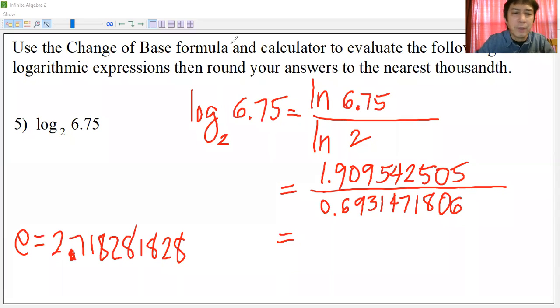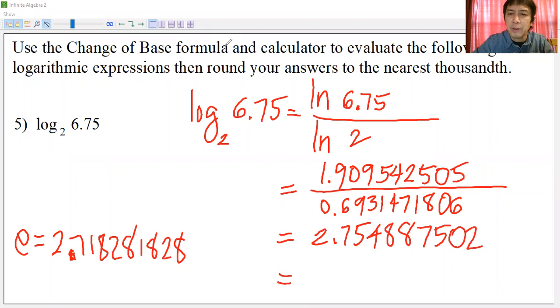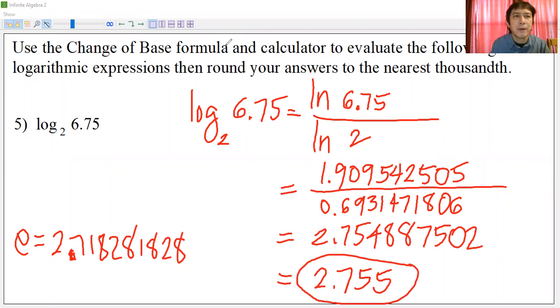So we will just divide here. So we have the answer 2.754887502. Rounded to the nearest thousand, this will be 2.755. So you can use any base. This time we use the natural logarithm. Here's the answer. There. Okay, that's 2.755.